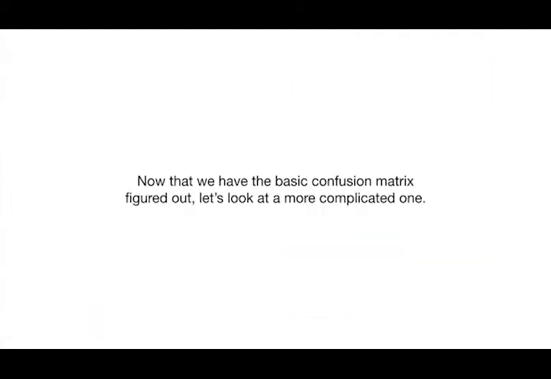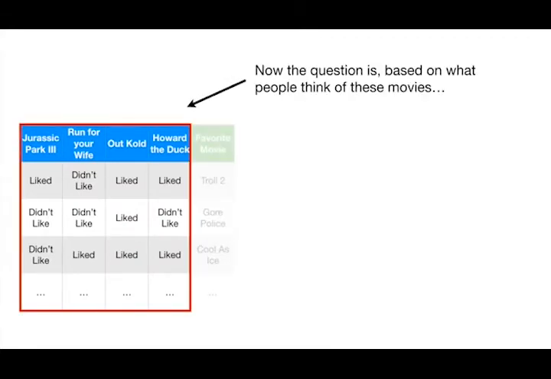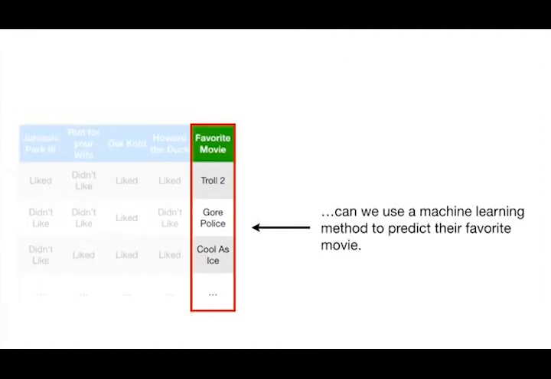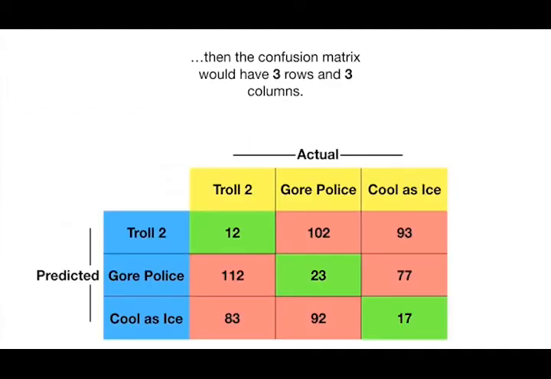Now that we have the basic confusion matrix figured out, let's look at a more complicated one. Here's a new data set. Now the question is, based on what people think of these movies, Jurassic Park 3, Run for Your Wife, Out Cold spelled with a K, and Howard the Duck, can we use a machine learning method to predict their favorite movie?